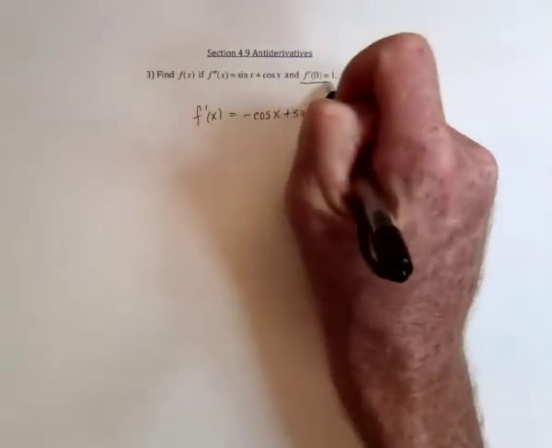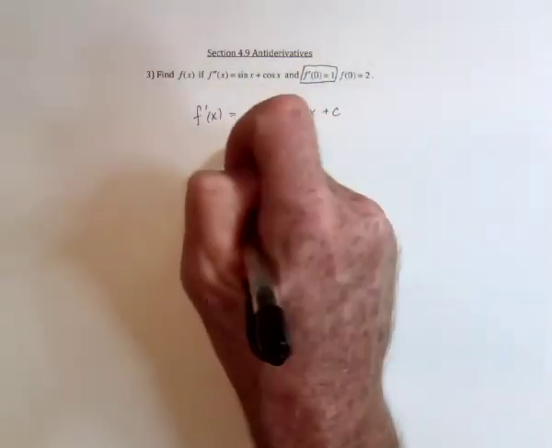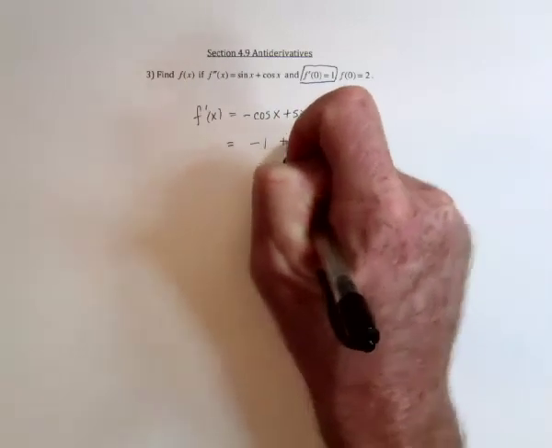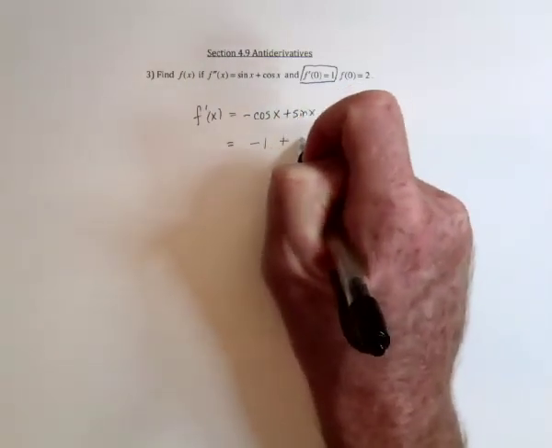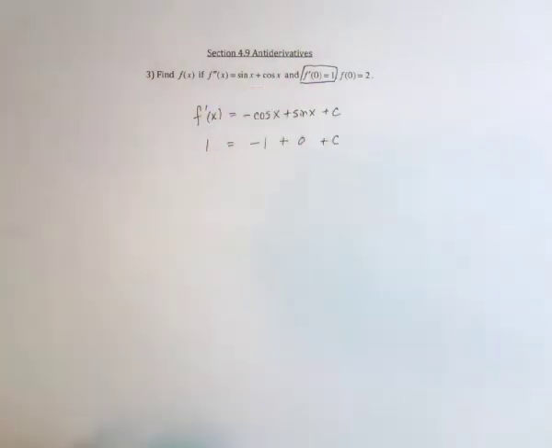So this information is going to help us solve for c. It says substitute in a 0 for x, so cosine of 0 is equal to 1. Sine of 0 is 0. And then the result would be a 1. So it turns out that c is equal to a 2.